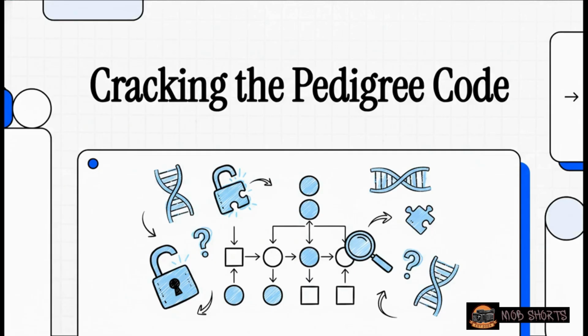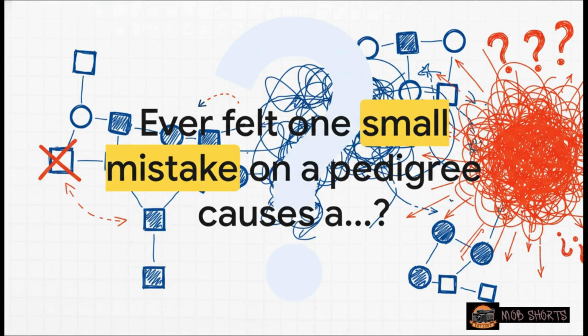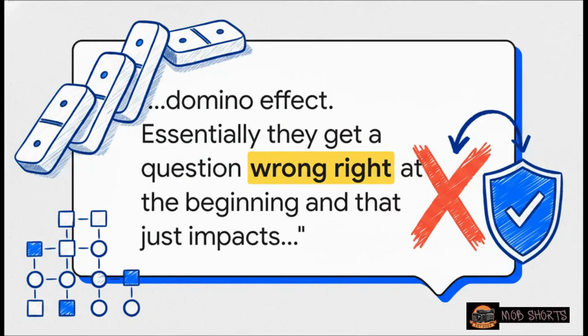Let's dive in. Has this ever happened to you? You're working your way through a pedigree, you make one tiny little mistake right at the very beginning, and then everything else just falls apart. It's so frustrating, right? Well, you're not just imagining it. Biology educator Miss Angler actually calls this the domino effect, and it's a huge reason why so many people get tripped up on these questions.